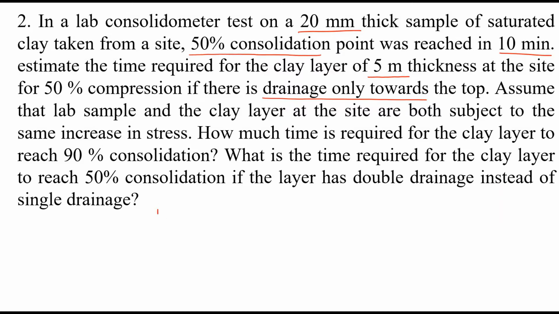So here in this question you have to find three parts. First part is to find T50. T50 means the time required to reach 50% consolidation for a sample of 5 meter thickness, and the drainage condition is single drainage. Single drainage means the drainage is only towards any one of the sides, either towards top or bottom. Okay, so that is the first question.